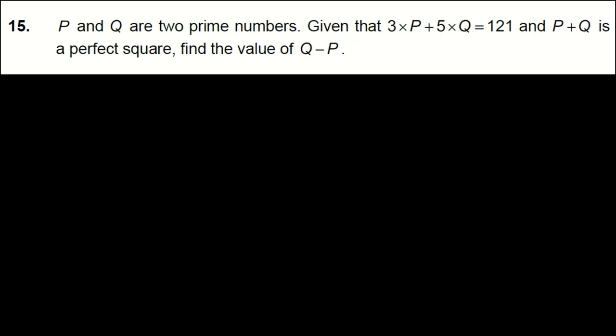For the next question, P and Q are two prime numbers. Given that 3P plus 5Q equals 121 and P plus Q is a perfect square, we are asked to find the value of Q minus P.